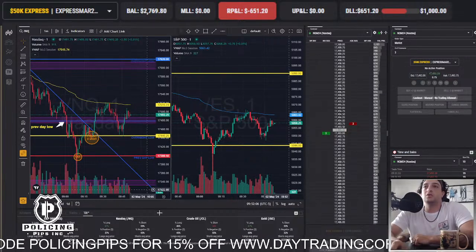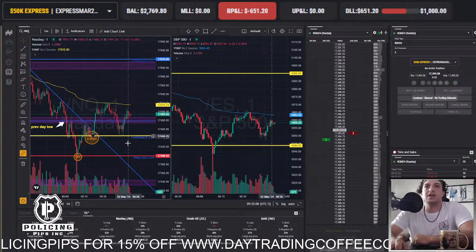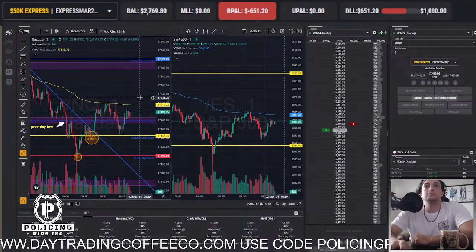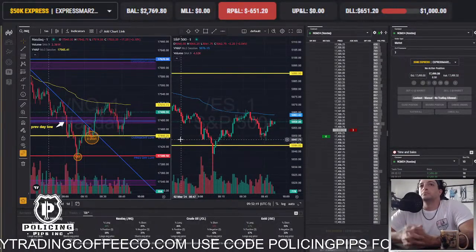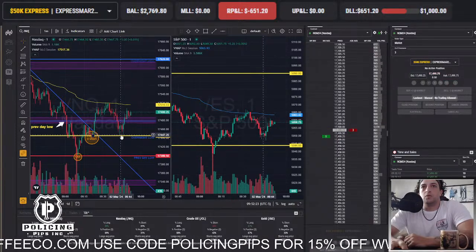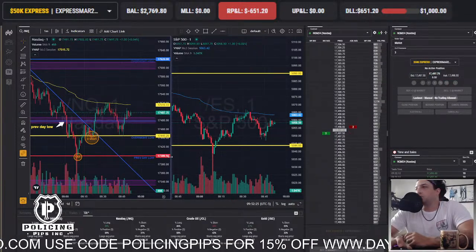Just going to kind of sit here, wait, be patient. We have 8 minutes till 10. We have no numbers coming out of 10 that I'm aware of. 10:30 we have the bill auctions, and 11 we have the mortgage rates. This was a nice little flush of this level, quick short. Now it's rotating back high side again.